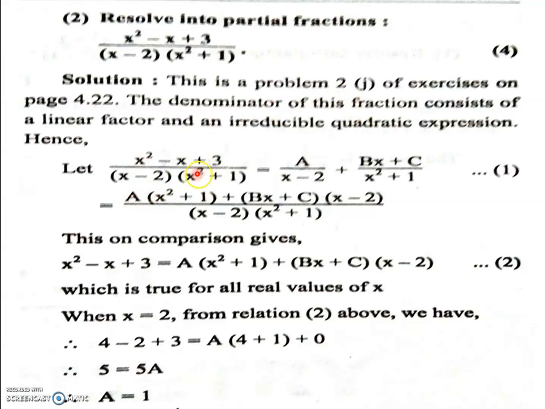So, we have to consider x square minus x plus 3 upon x minus 2 into x square plus 1 equal to capital A upon x minus 2 plus bx plus c upon x square plus 1. Now, our duty is to cross multiply any non-repeated factor, and x square minus x plus 3 remains upon x minus 2 into x square plus 1 as the same. So, we have to cross multiply, we derive A into x square plus 1, bx plus c into x minus 2, denominator x minus 2 into x square plus 1.